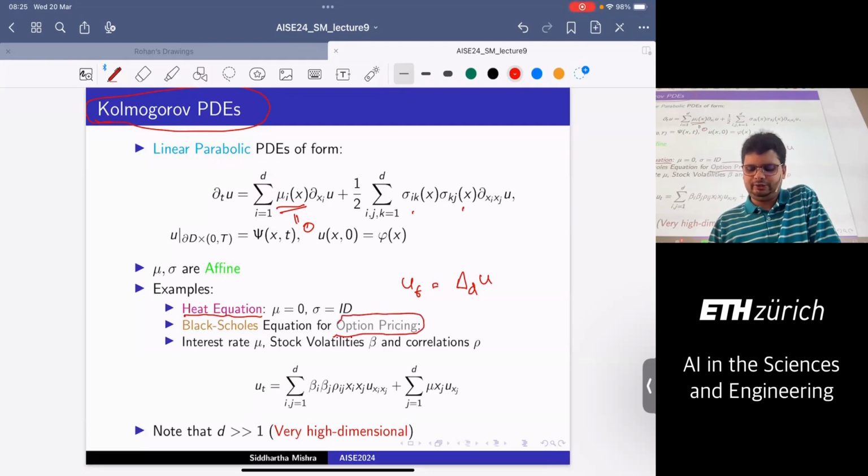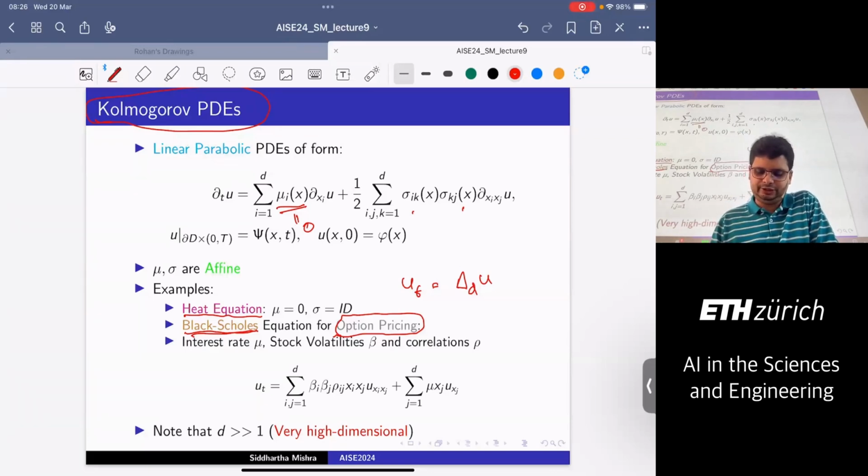So what you do is you have a very famous PDE that governs the prices of options, European options. This is called the Black-Scholes equation. Many of you might have heard it. The Black-Scholes equation is also in this form. It is a particular example of this.